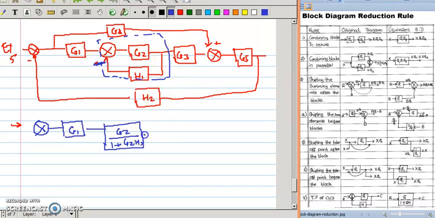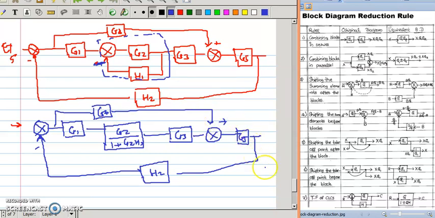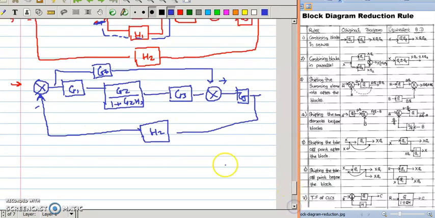The remaining things are as they are, that is G3, mixer, G5, right? G5 with the feedback of H2 towards this. Okay, this is negative one, and here there is one more block, that is G4, which goes towards this mixer. Okay, this is positive one. Okay, let's move. What will be the next step?